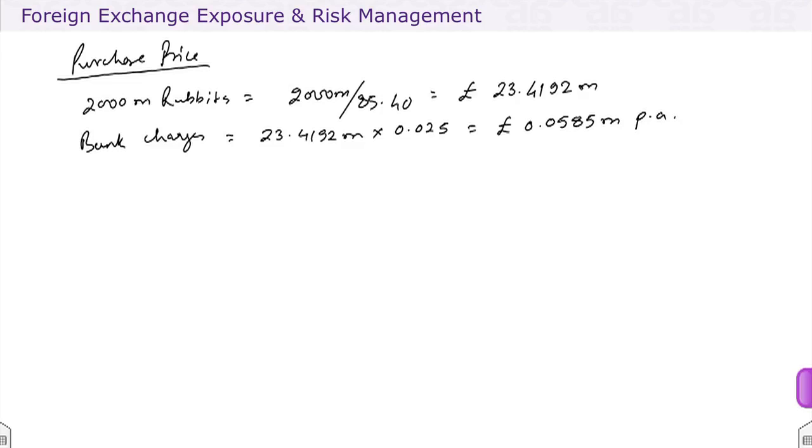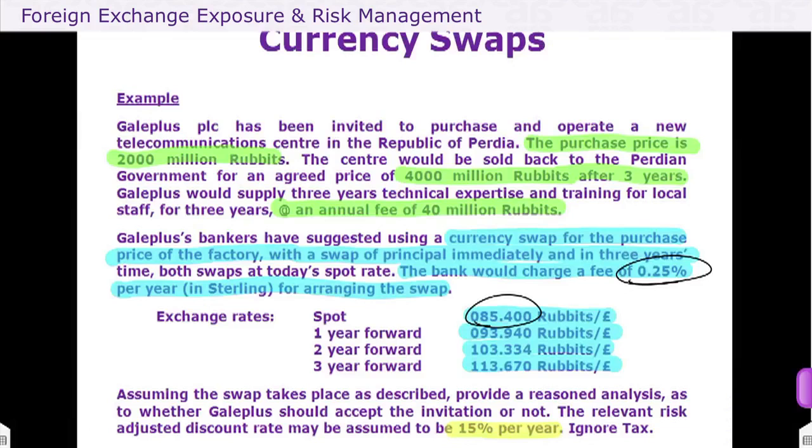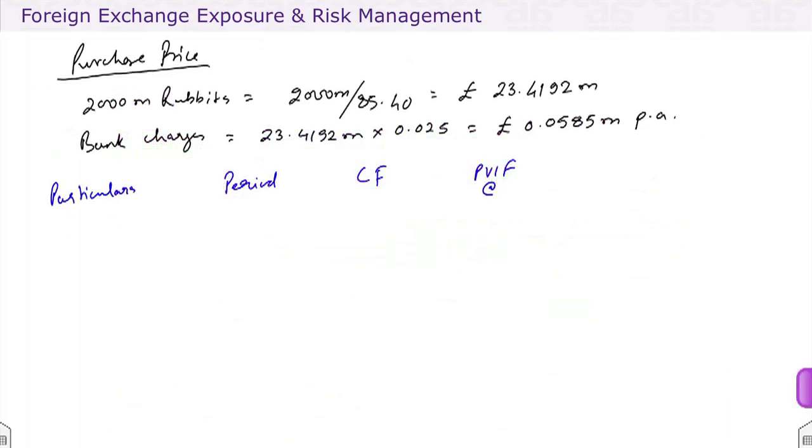Okay, so let me just try and change the color. So what we're talking of is that there are certain periods, some particulars, some transactions, some particular items basically. So let's try and put it in tabular form. Particulars for a period or duration, and then the cash flows out of that period, the present value interest factor at your risk adjusted discount rate of 15%. So we'll take it from the factor table at 15% per annum, and then the present value of cash flow.